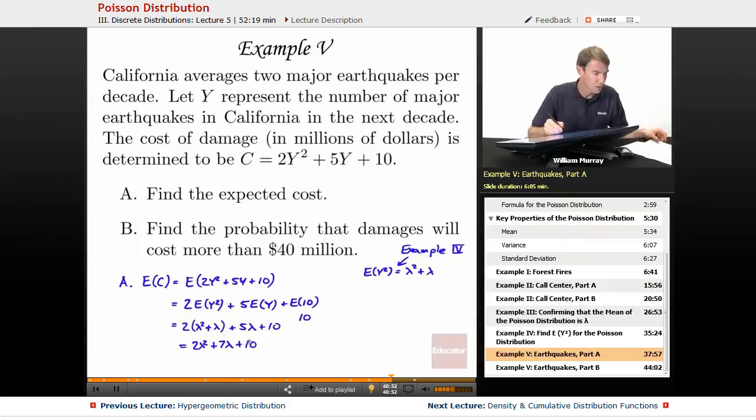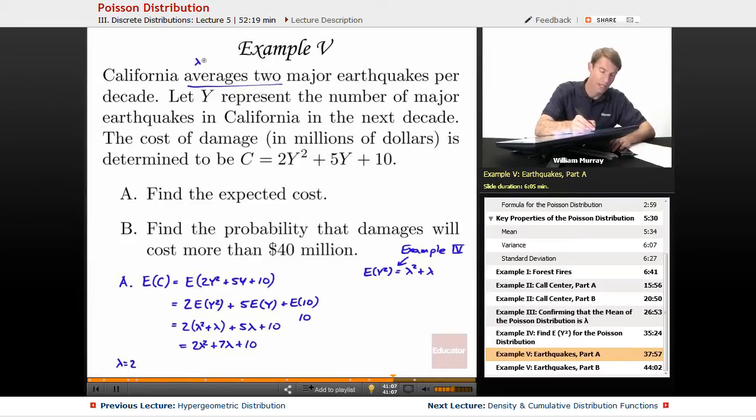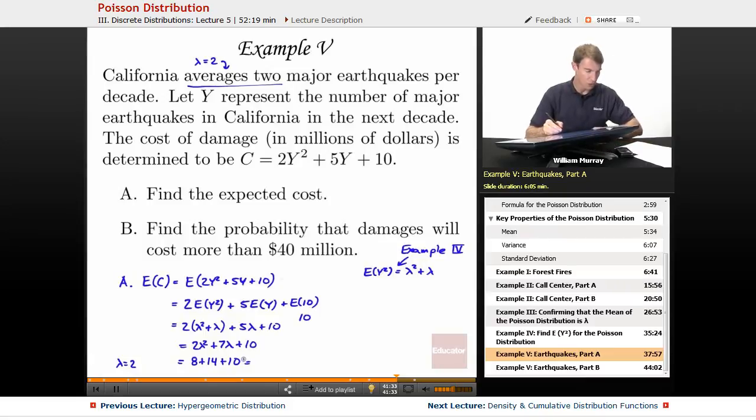So let me go ahead and work that out with lambda is equal to 2. The reason I'm using lambda is equal to 2 is because we've been told that California averages 2 major earthquakes per decade. So that's lambda is equal to 2 here. And so this is 2 times lambda squared is 2 times 4, so that's 8. Plus 7 times 2 is 14, plus 10. 8 plus 14 is 22, that's 32.